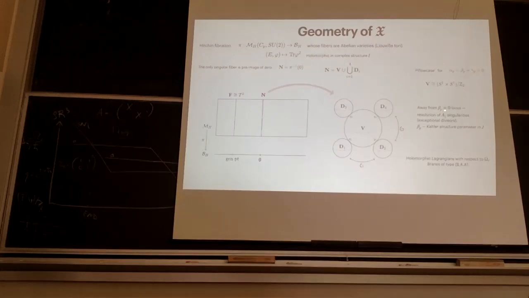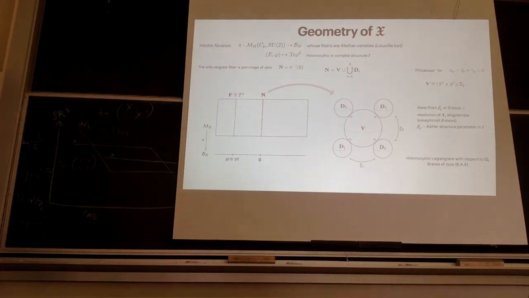If you turn on beta, then if T is equal to 1, these 4 corners, these 4 P1s, shrink to points and you get this pillowcase. As you increase T, it dials the volume of those P1s. They're called exceptional divisors. In this case, we have a holomorphic Lagrangian with respect to omega I, a brane of type BAA. Okay, let's skip that.